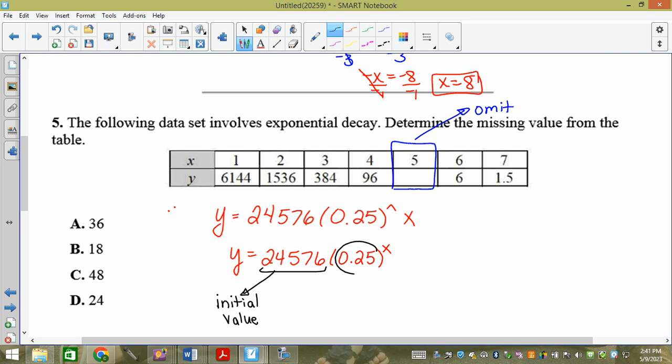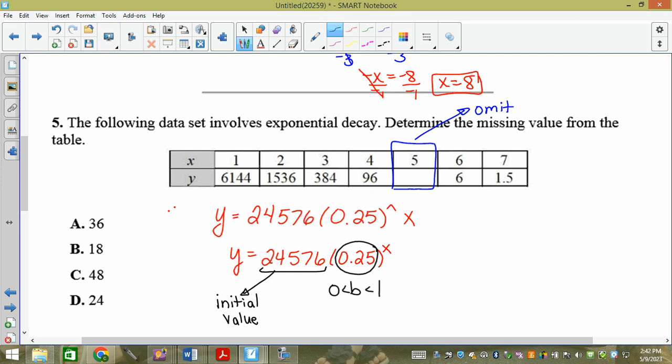My b here falls between 0 and 1. So I know that this is a what exponential function? What type of exponential function is it? Yeah, it's either decreasing or it's decaying, right? It's going downwards, right? So this is the question that comes up all the time. By how much is it decaying?